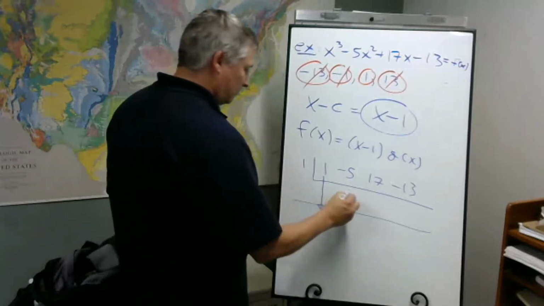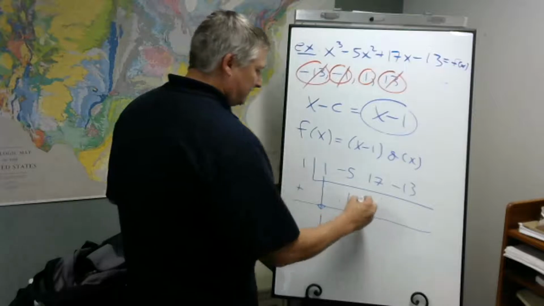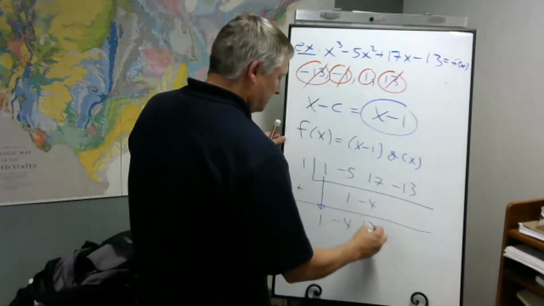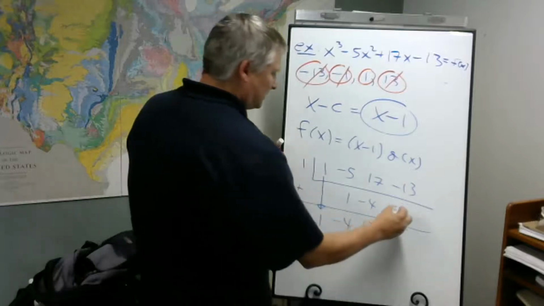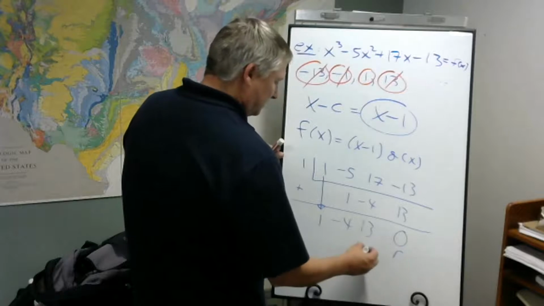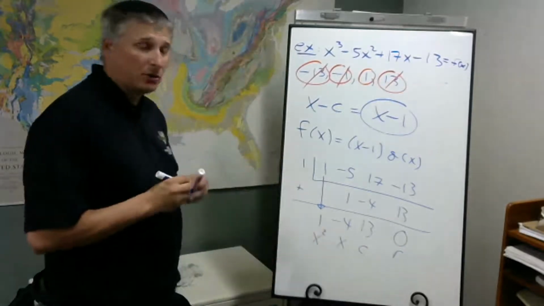One times 1 is 1. Add them, you get negative 4. 1 times negative 4 is negative 4. Add them, we get 13. 1 times 13 is 13. Add them, we get 0. That's the remainder, constant term, x coefficient, x squared coefficient.